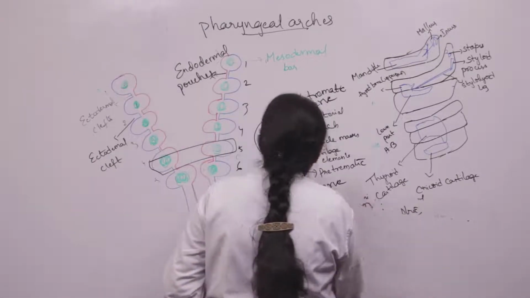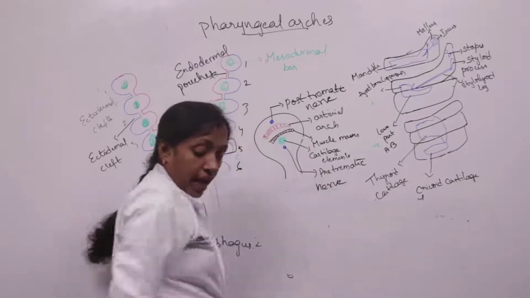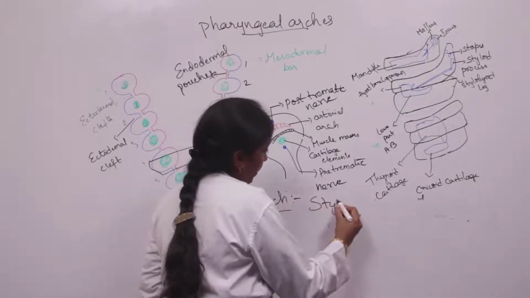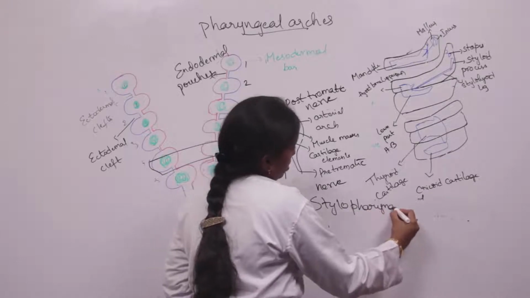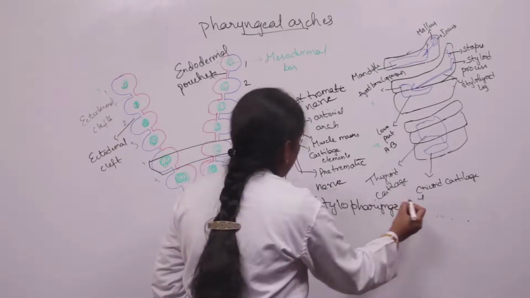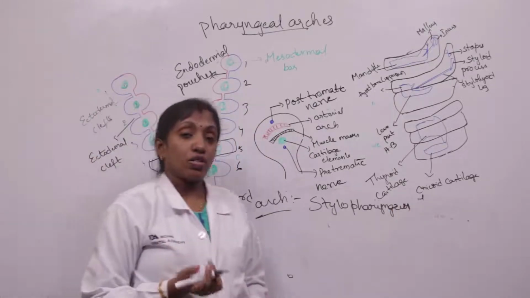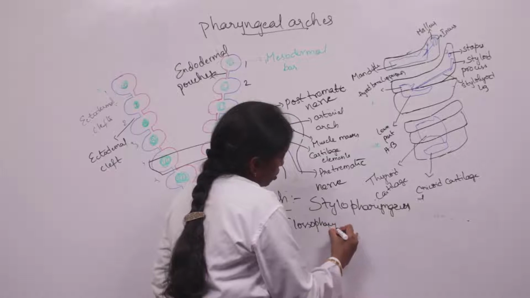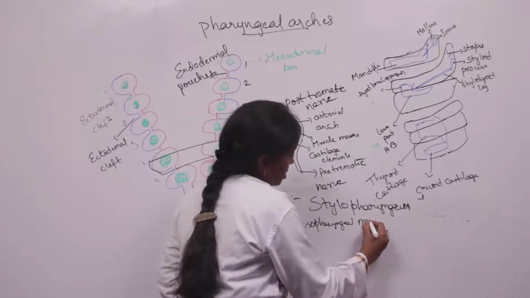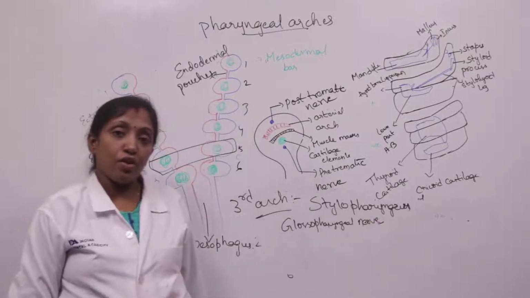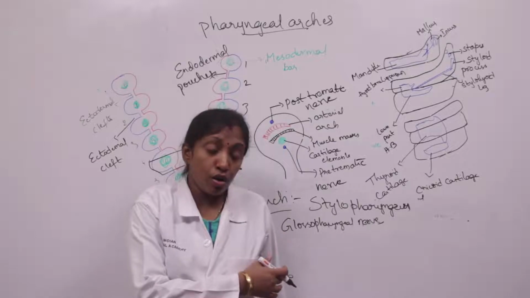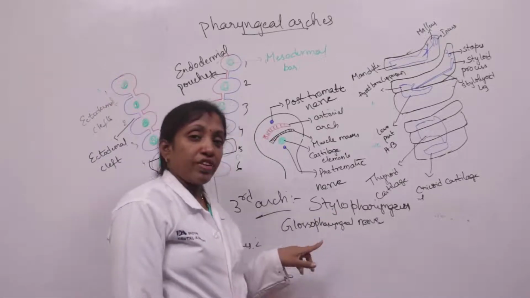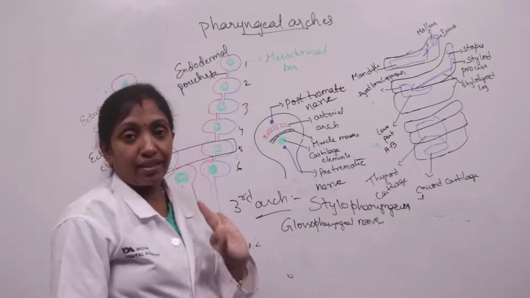Then coming to the muscles derived from the third arch. Only one muscle is derived from the third arch, that is stylopharyngeus. It is supplied by the glossopharyngeal nerve, which is the nerve of the third arch and the ninth cranial nerve, right? Stylopharyngeus is a longitudinal muscle of the pharynx. So the third arch muscle derivative is only one muscle, stylopharyngeus.